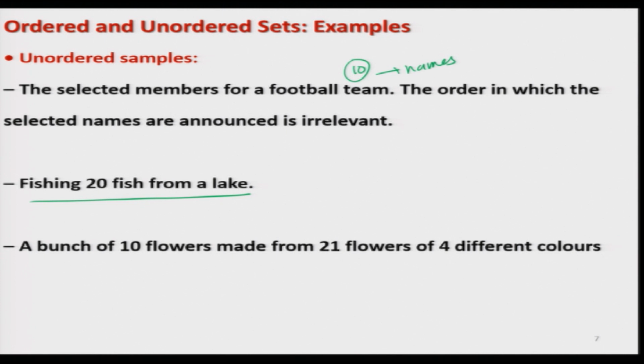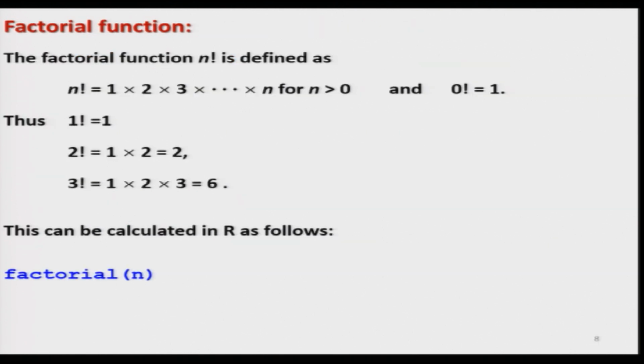Similarly, suppose there are 21 flowers of 4 different colors and we want to make a bunch of 10 flowers. Then I can choose any flowers from this group and create a bunch. Whether the white flower is drawn first or the blue flower is drawn first will not make any difference, unless we have a special request or interest. In general, in all 3 examples, we are not concerned about the order in which the observations are drawn, and that is why these are unordered samples.